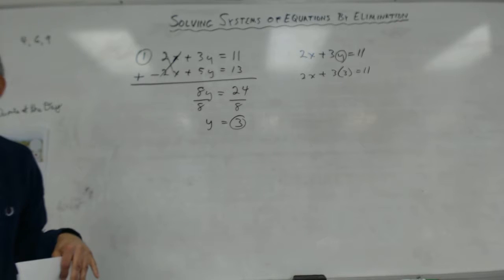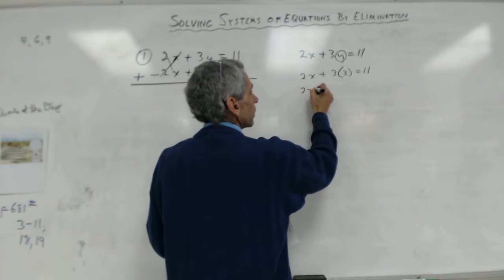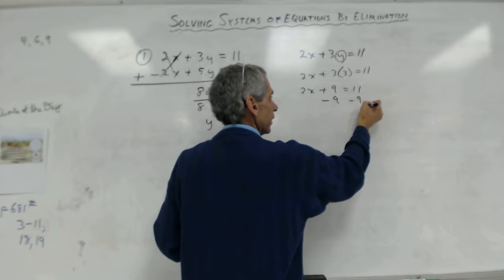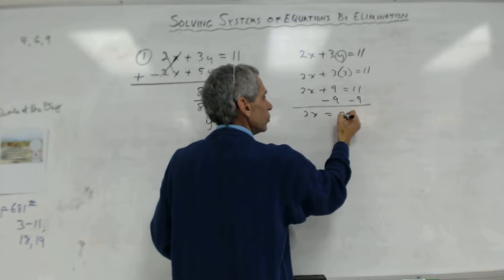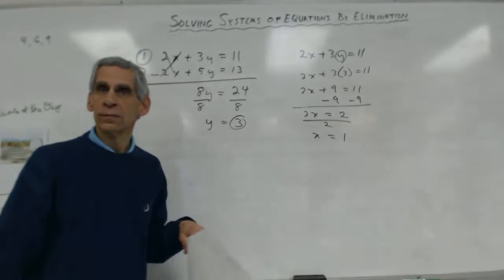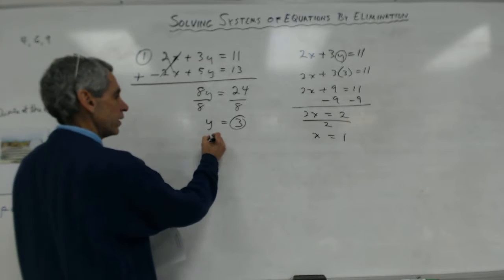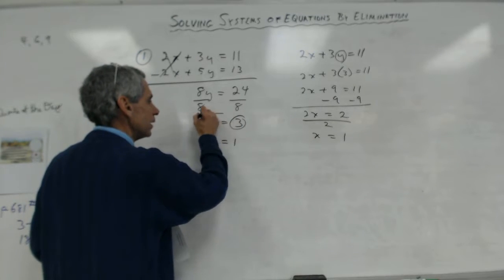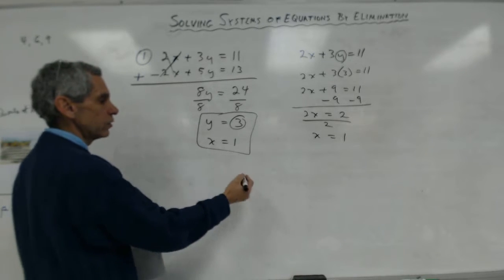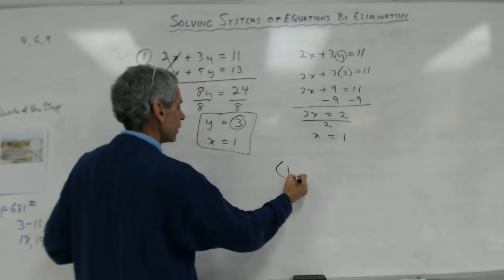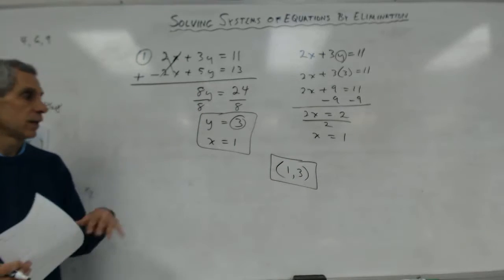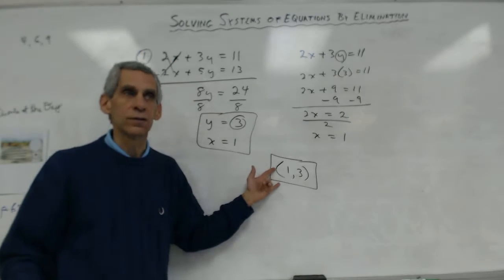Right? You with me? So I've got 2x plus 9 is equal to 11. Subtract 9 and subtract 9. 2x is equal to 2. Divide by 2, x is equal to 1. So we just figured out really, really easily what our answer was. Again, you could write your answer as a coordinate point too, 1, 3. Either one of those is a correct answer.